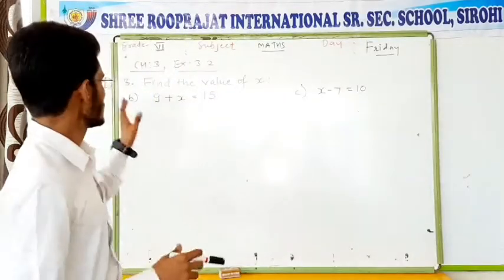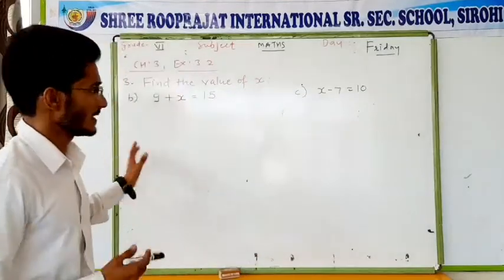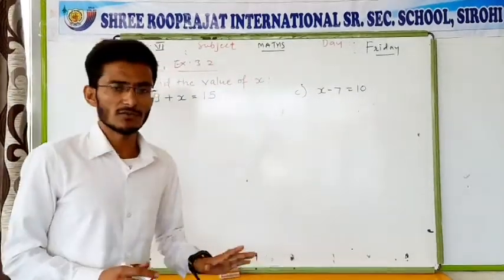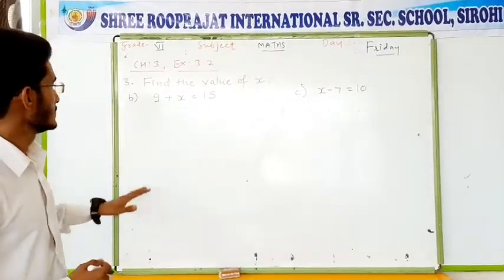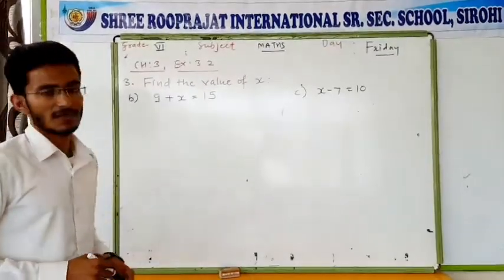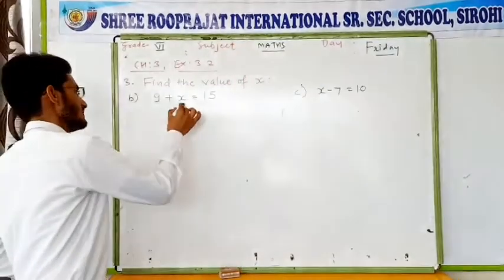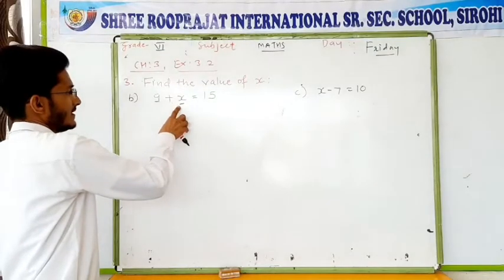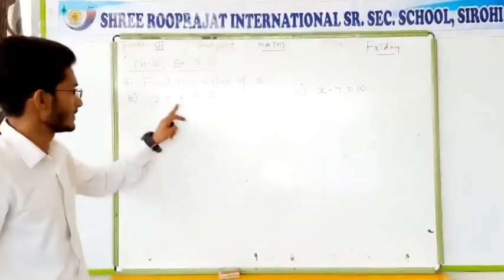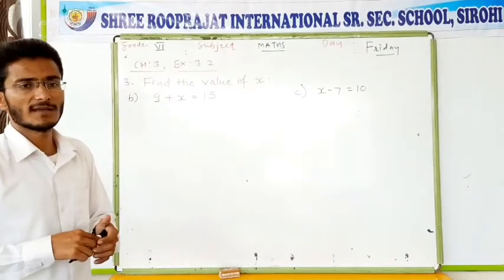So the next question is question number 3. Find the value of whole number x. There are 4 questions. I am going to solve only 2. The rest you have to solve, and even question number 2. So the question given is 9 plus x equal to 15. Something is missing in place of x. What should you add to 9 to get a 15? There are two methods. You can choose any one of them, whichever one you like.